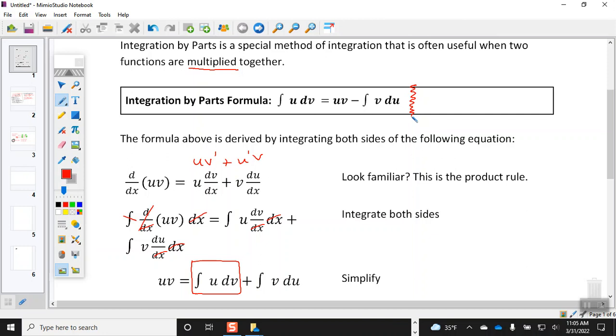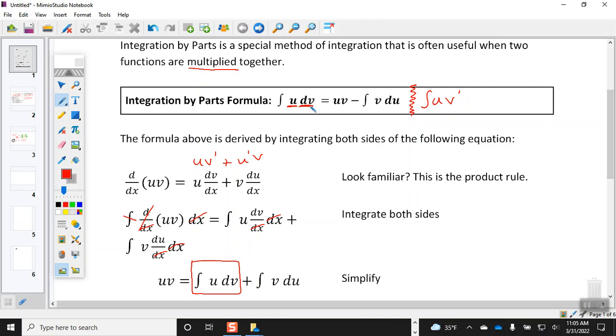We're going to write this as the following. We are going to integrate some function, u times what we call v prime. This is the same as this part. This u stays the same. I'm just changing dv to the derivative of v, or v prime. You with me on that?